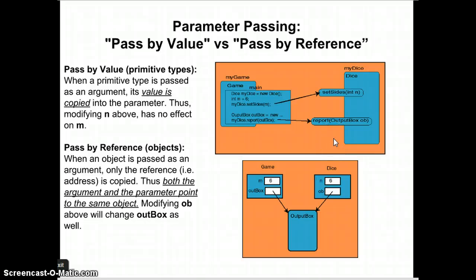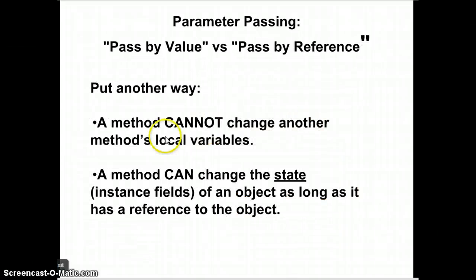So the general rule is that any method, regardless of where you are, it cannot change another method's local variables. It is just physically impossible to do that. But a method can change the state of another object as long as it has a reference to that object. So if you remember that, you will be good.